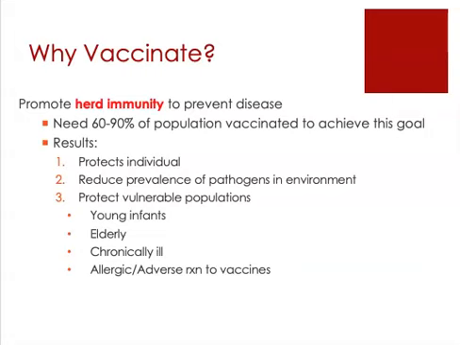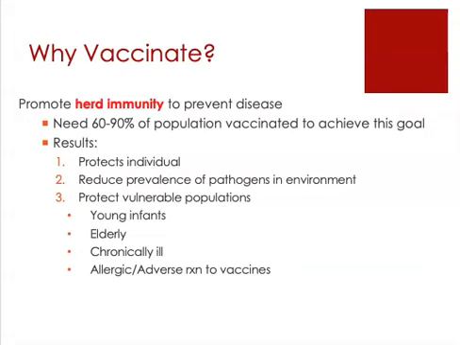Now, how does that work? Well, it turns out that if you can achieve 60 to 90% immunity, either through vaccination or through natural infection, you're going to achieve three results. And these look similar to the reasons that we vaccinate.